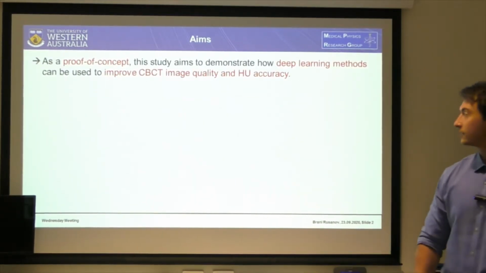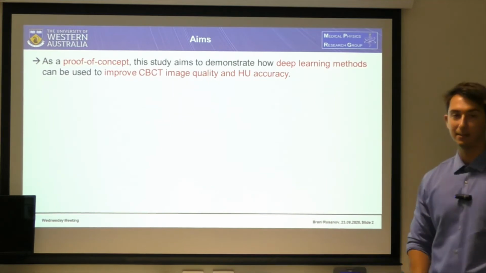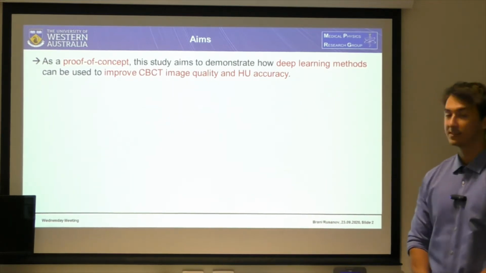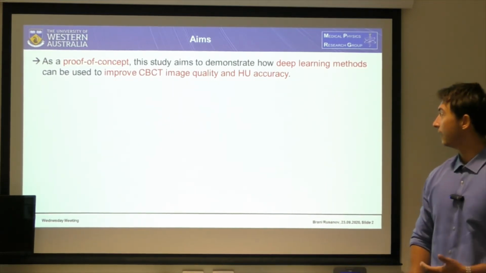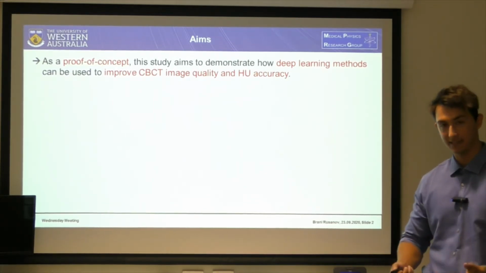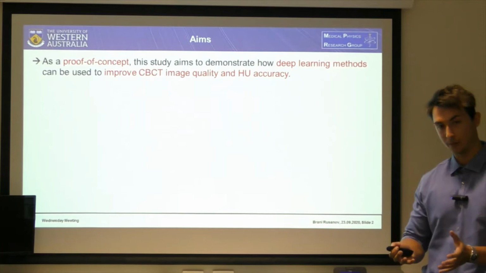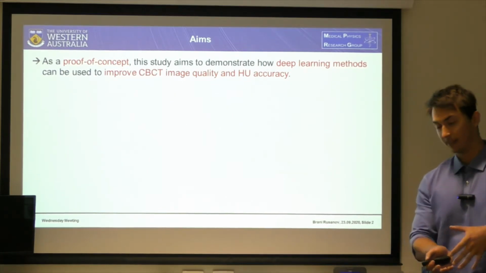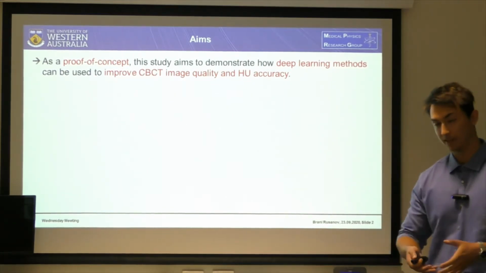As a proof of concept, this study aims to demonstrate how deep learning methods can be used to improve CBCT image quality and HU accuracy. And in particular, this is a problem for cone beam CTs because of the inherent geometry of the cone. You acquire the entire patient anatomy in one rotation.